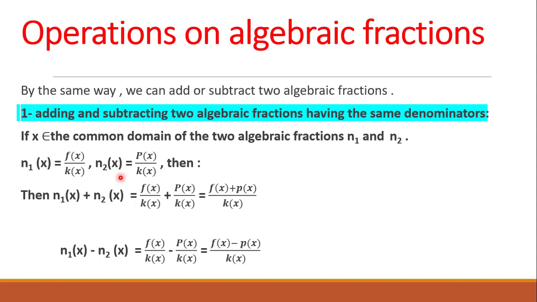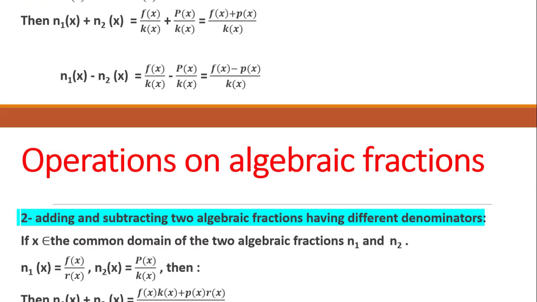If I want to add or subtract algebraic fractions having the same denominator, I'll write the denominator, then I'll add the numerators. For example, here I have f of x over k of x plus p of x over k of x, the same denominator. So I write k of x, then I'll add f of x plus p of x. By the same way in subtraction, I'll write the same denominator, then I'll subtract the numerators.